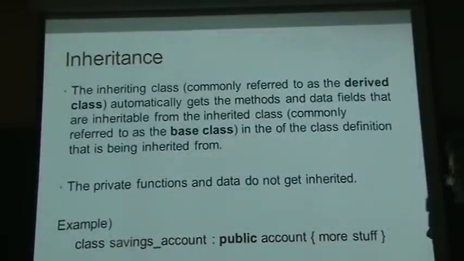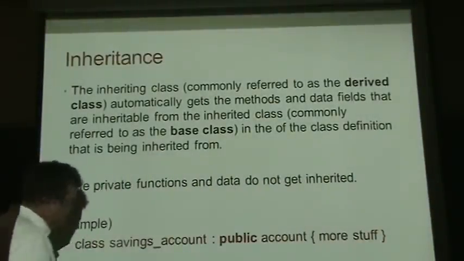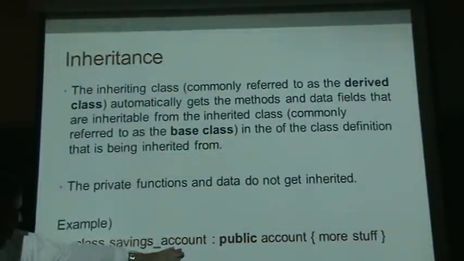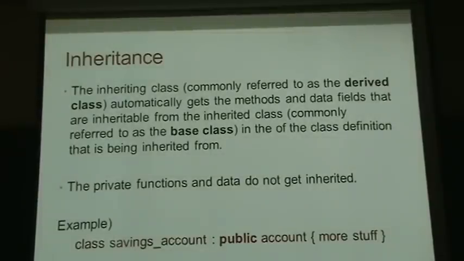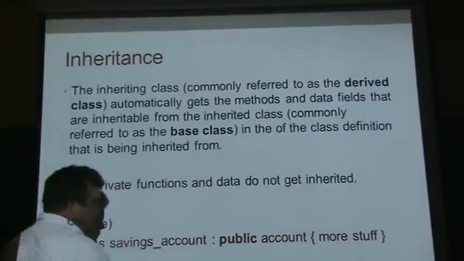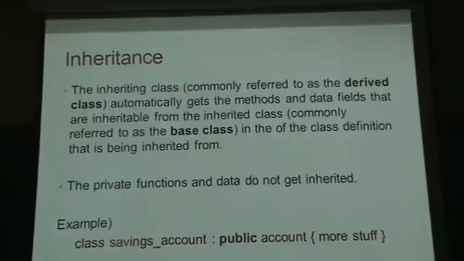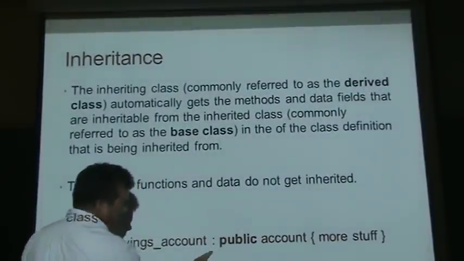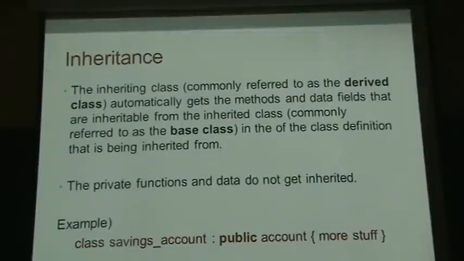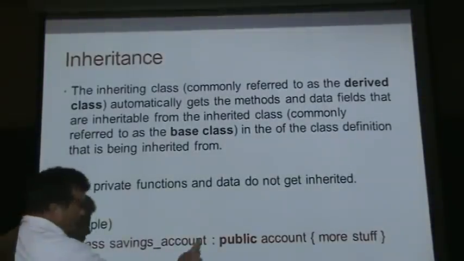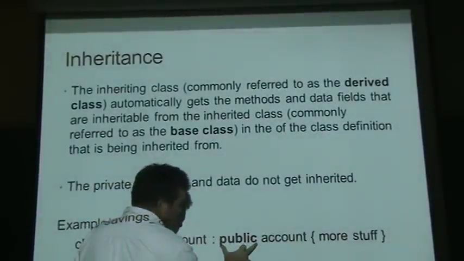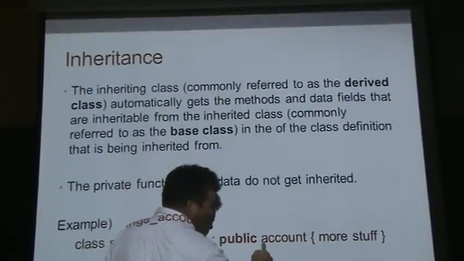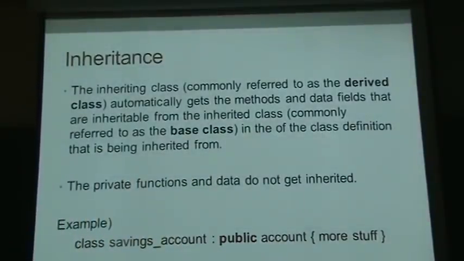So the way you would do that in C++ is by saying something like this. We could create a class called savings account, a particular type of account in a banking application. And then we say colon, that means we're inheriting from. You might be used to the word extends for Java and C#, but in C++ you just say colon. Then we say public, which I'll explain in a second, what public inheritance means. And then I name the class that I'm inheriting from.